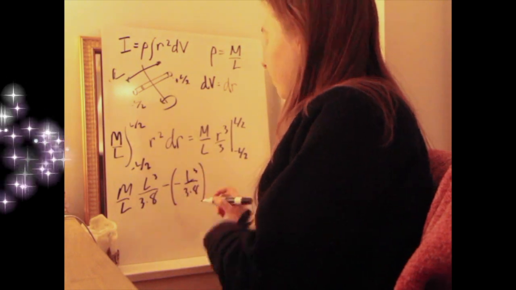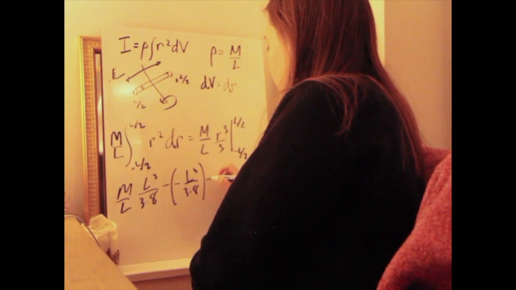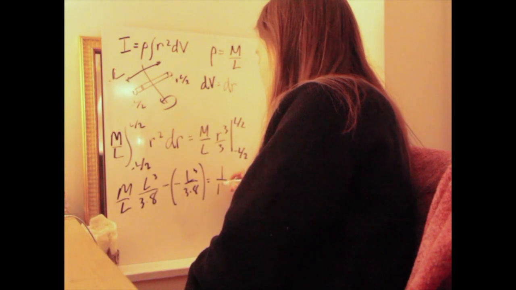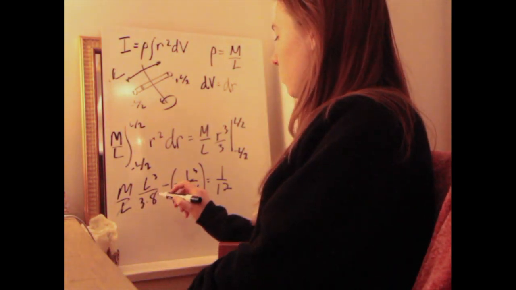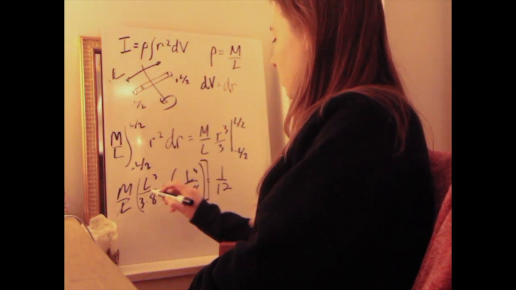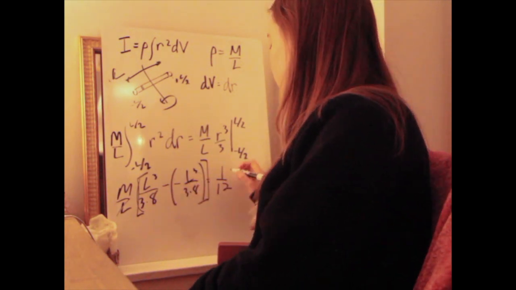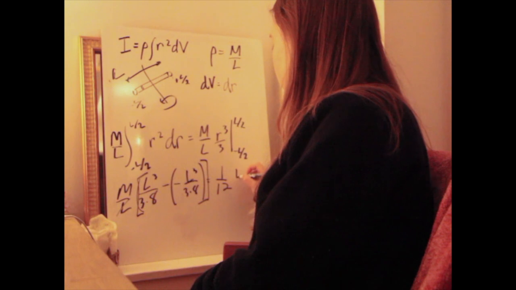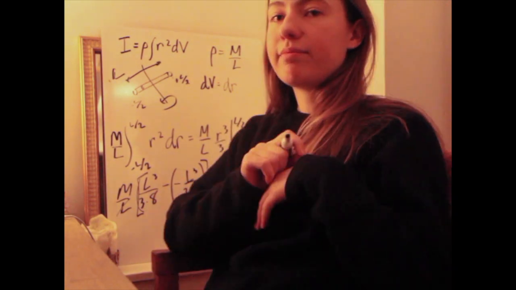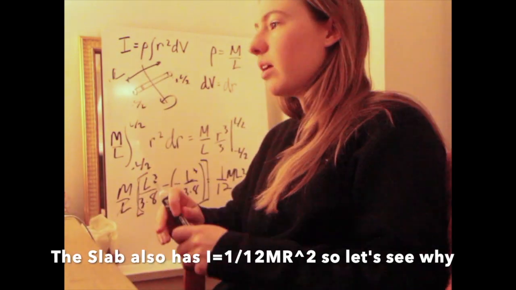Times 8. So then 1/12, this cancels with, I guess I should do that. This cancels with one of these, so we've got 1/12 ml squared. And that's what we were expecting to get.